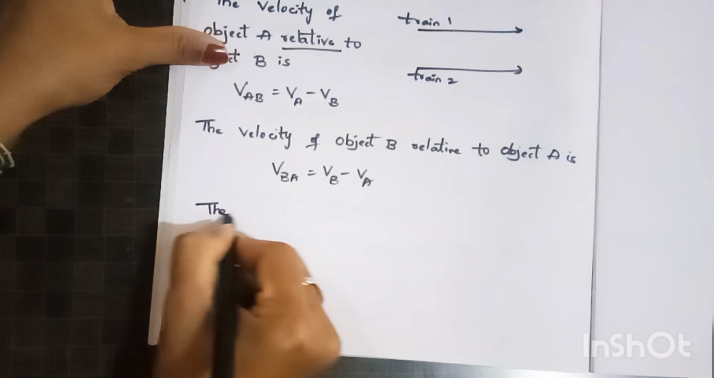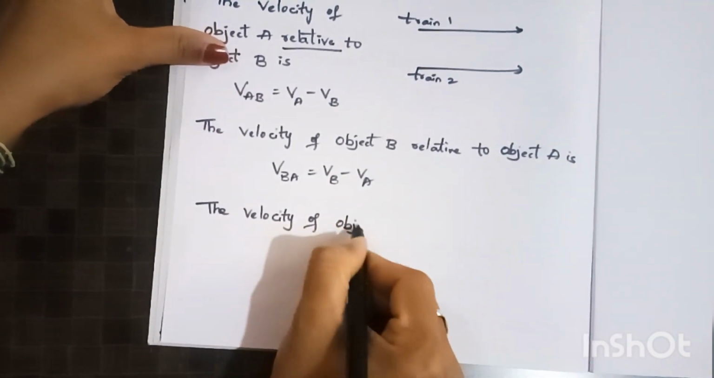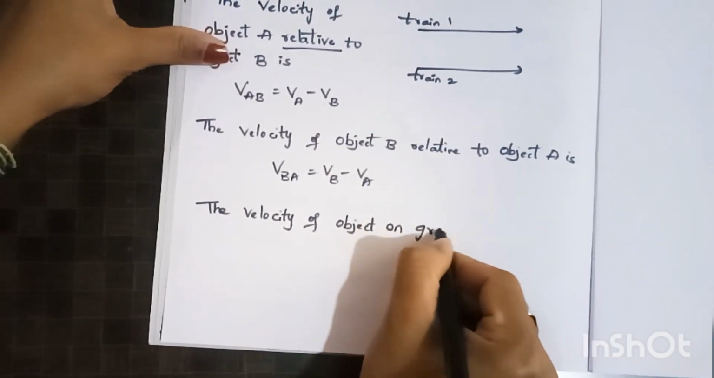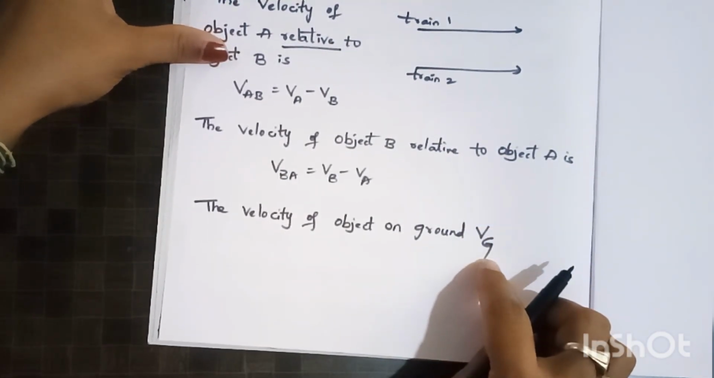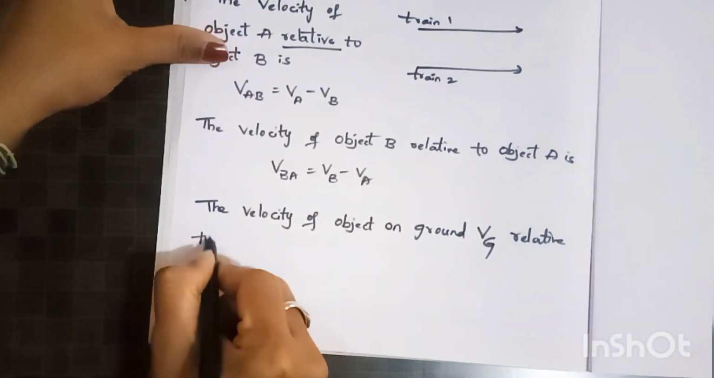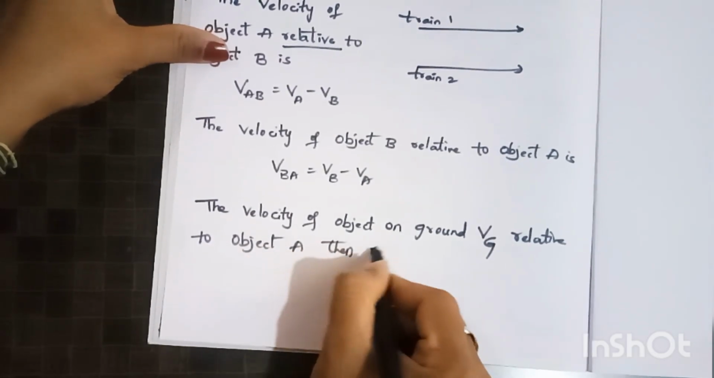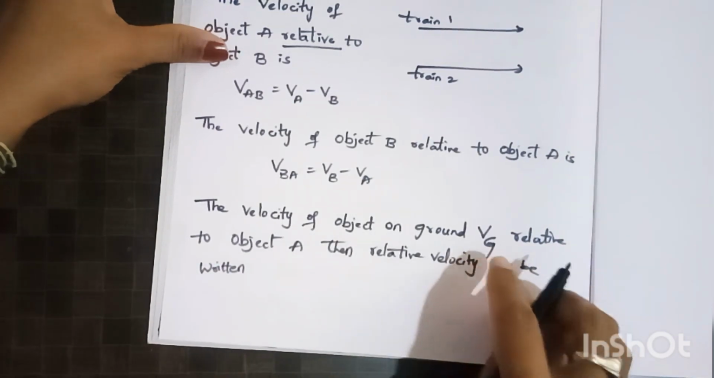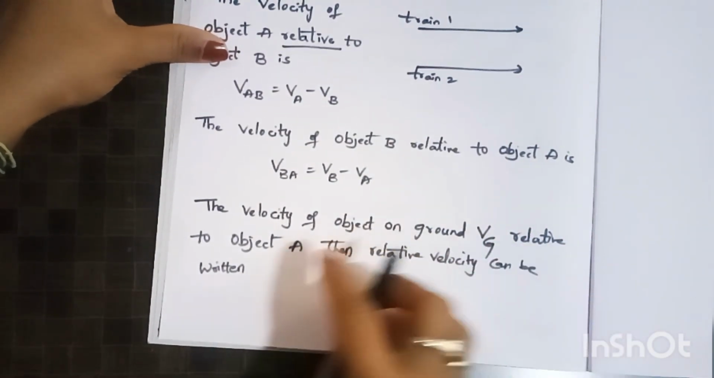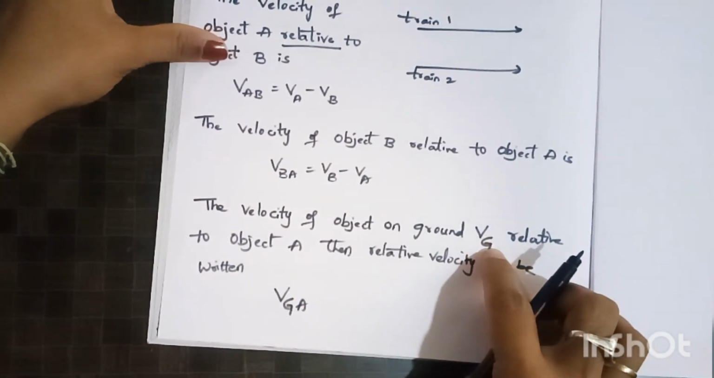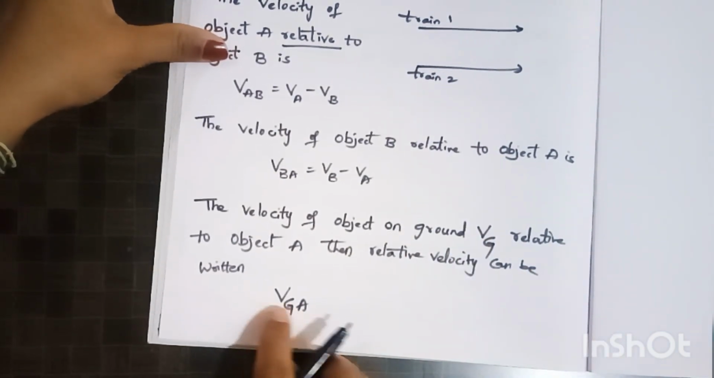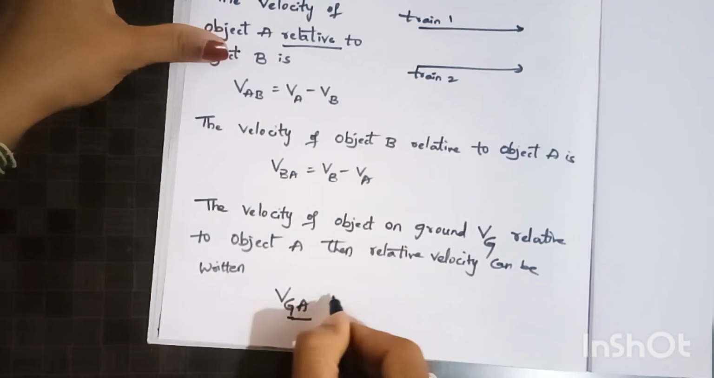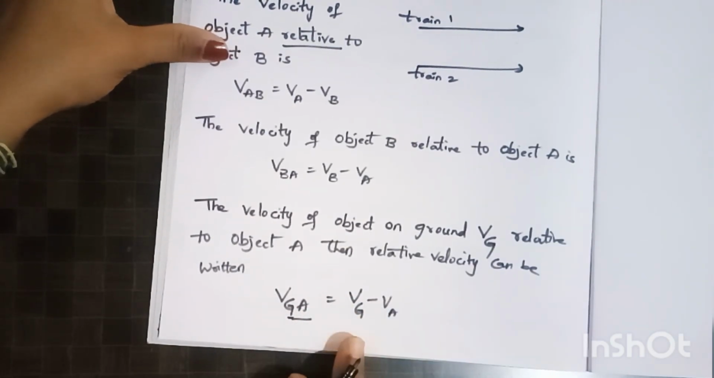For example, the velocity of an object on the ground, VG, relative to object A. What I mention before the word relative should come first, so VGA. The velocity of the object on the ground relative to A is equal to VG minus VA. So this is relative velocity.